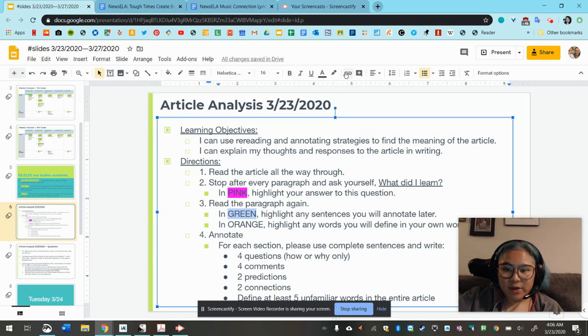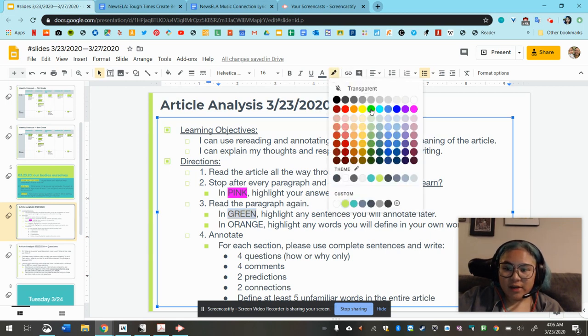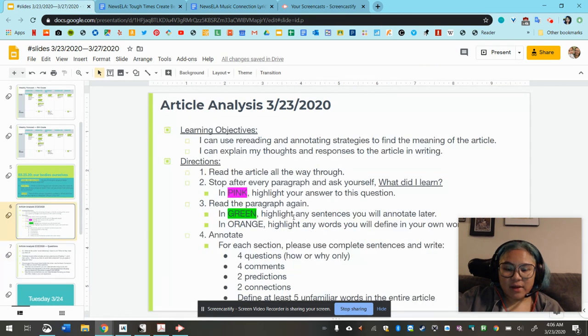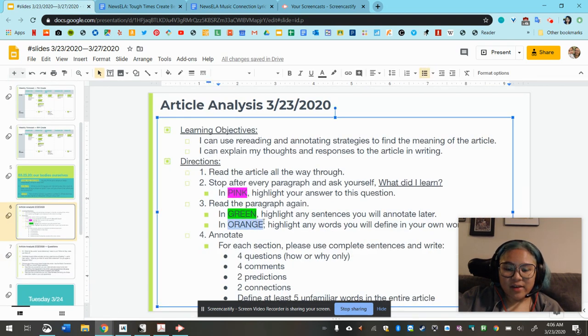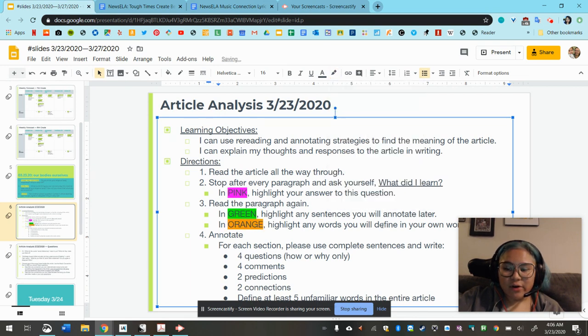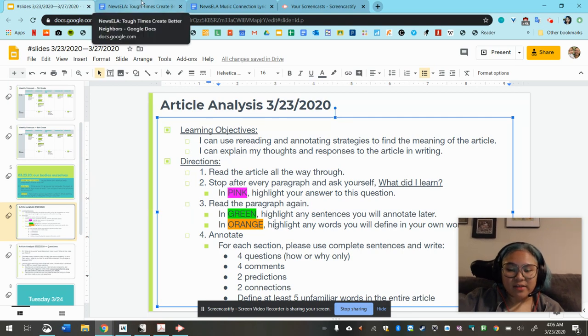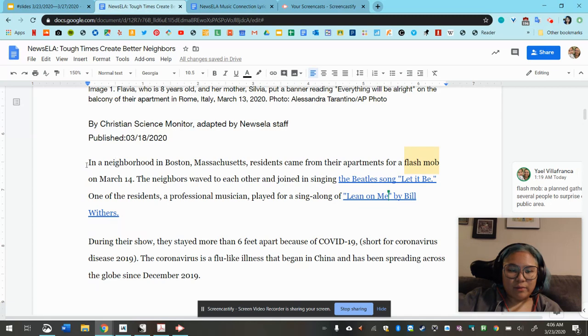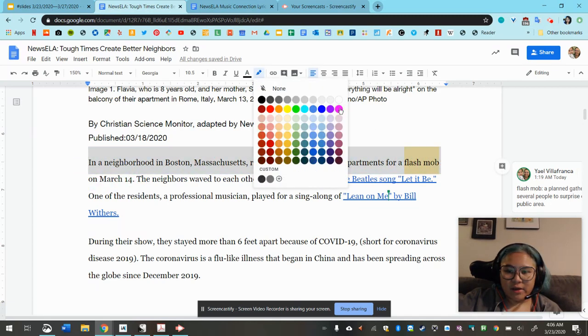So again, I'm going to go up here. Here's green. Highlight in green any sentences you'll annotate later. And then finally, the last thing to annotate, using an orange highlighter right here, any words that you will define on your own later during the annotation step. So I'm going to do that right now. Green for any sentences to annotate later, and orange for words that I don't know. Oh, I forgot to return the pink on this.